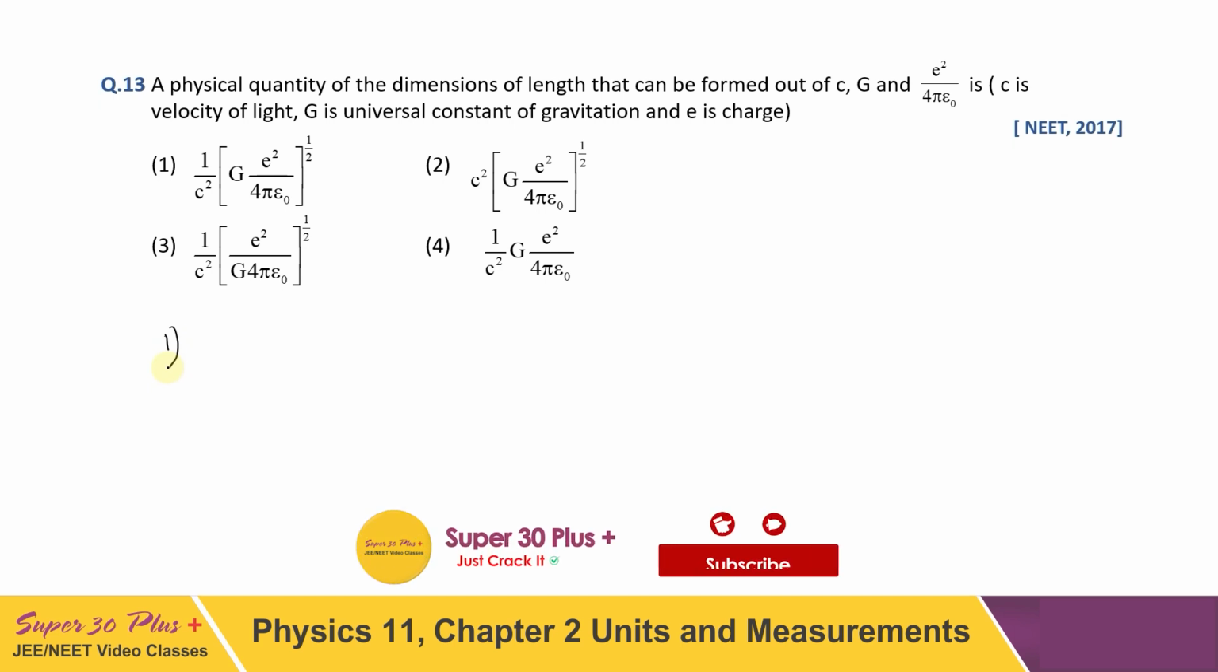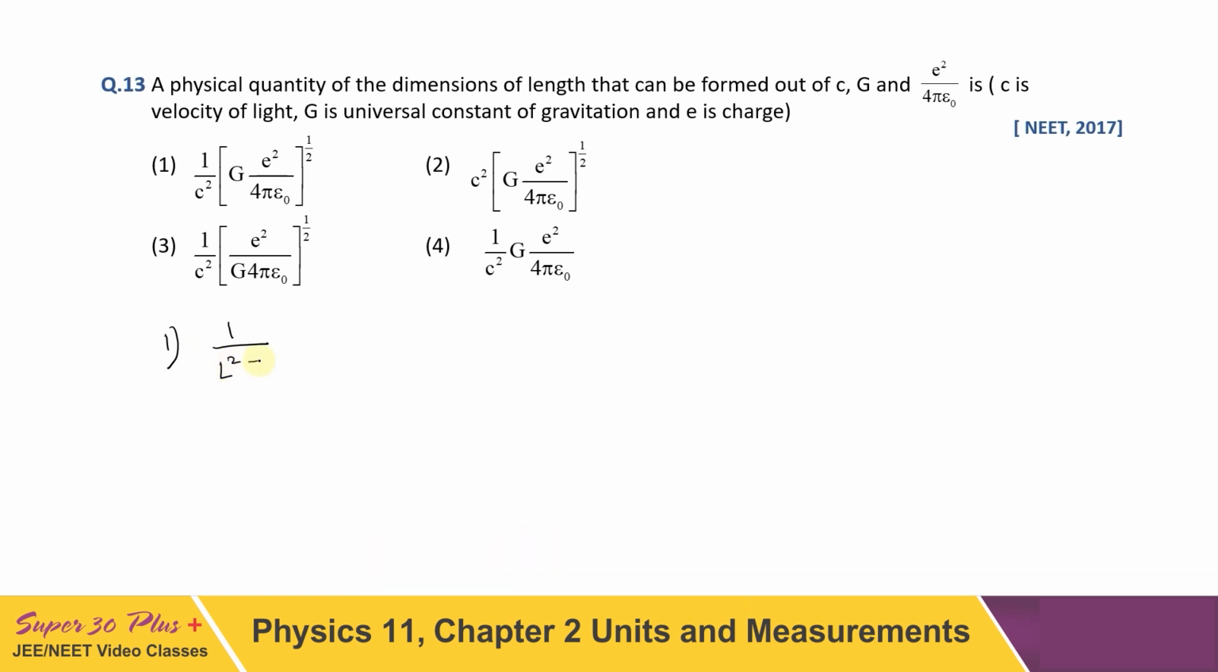1 upon c square. So that would be 1 upon Lt minus 1 and square of this. So it would be L square T minus 2. Then comes G. G, if you can recall, it was M minus 1 L cube T minus 2. Can you now remember this? E square upon 4 pi epsilon naught. Does this seem familiar to you?